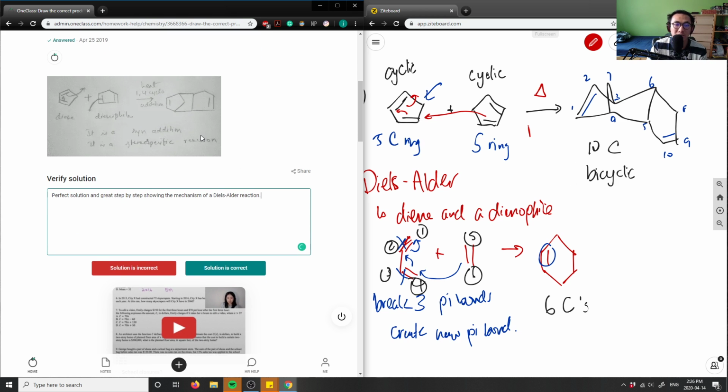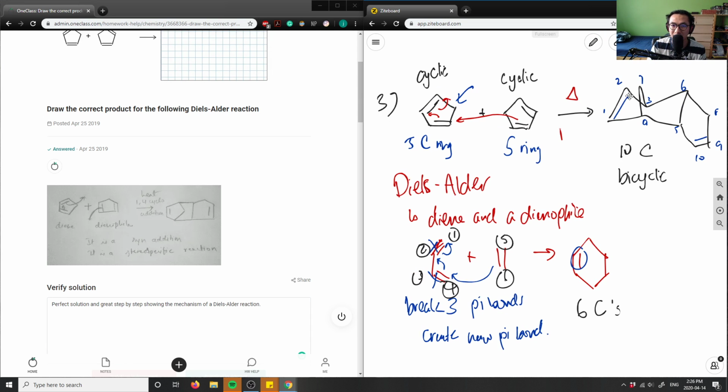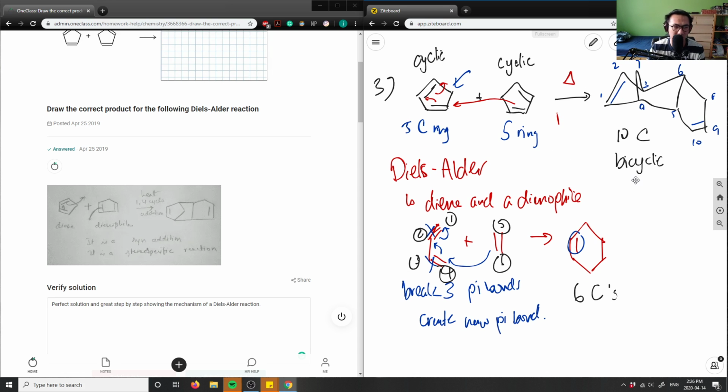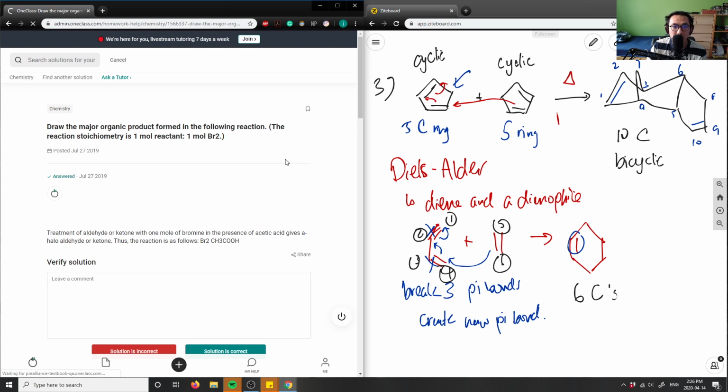Nice. So the tricky thing here is the bicyclic structures. If you have 2 cyclic structures, it's going to create a new bicyclic structure. This is actually a very difficult concept because it's organic 2 now at this point. So I'm going to submit, solution correct, which is awesome.